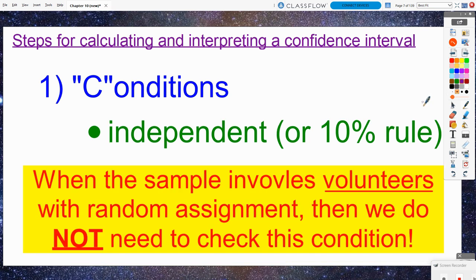Now, when we also are doing some sort of experiment and the people involved in the experiment are not randomly selected, if they are just simply volunteers, and if there's random assignment of treatments involved, then technically we don't have to check the independent condition either. So just make sure, if you have people that are being randomly selected, you will need to check the independent condition as long as there is sampling without replacement. If there is some sort of experiment involved, and there's only random assignment to our volunteers, then again, we don't need to check the independent condition.